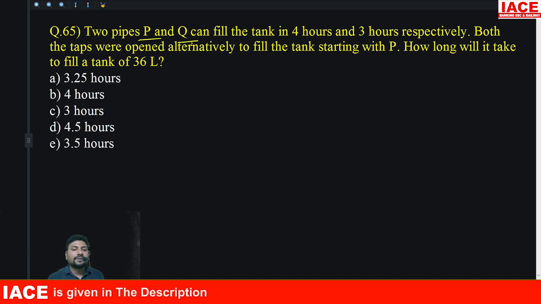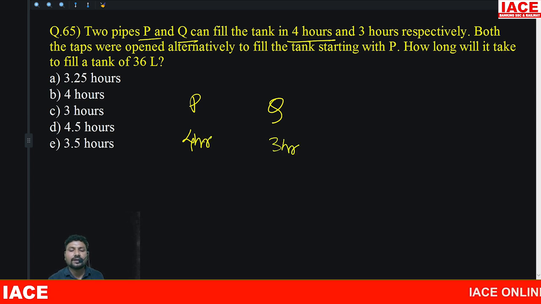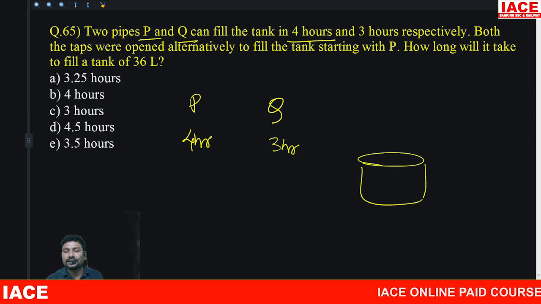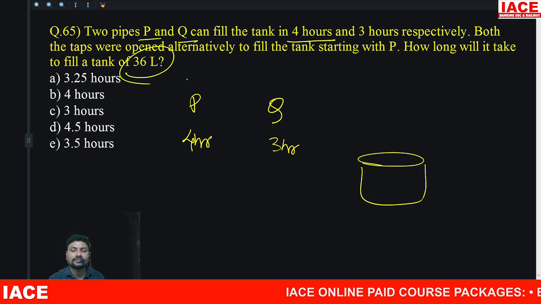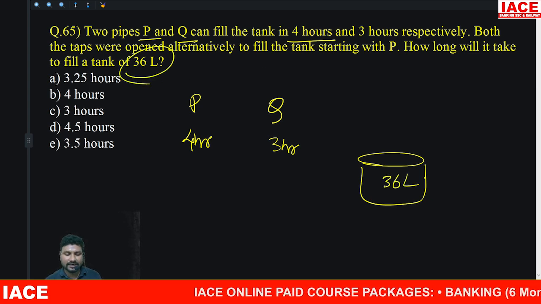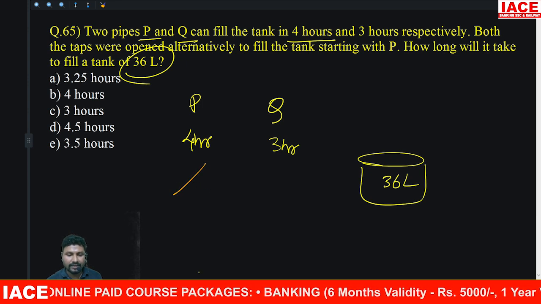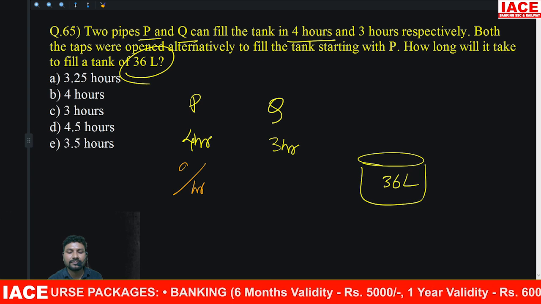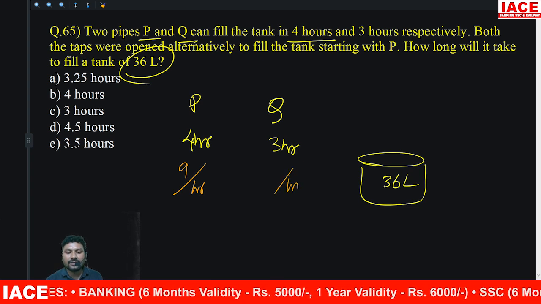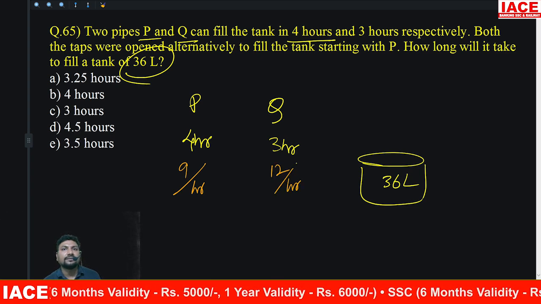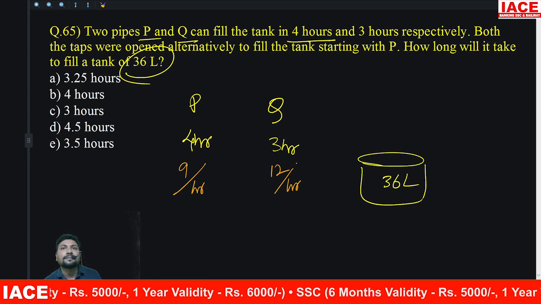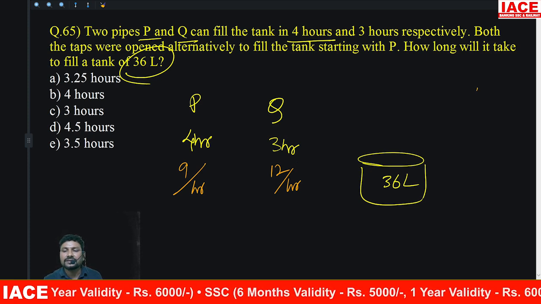2 pipes P and Q. It is completed in 4 hours and it is completed in 3 hours. Tank capacity is how many liters mentioned? 36 liters, and write the efficiency. What is the efficiency per hour? Per hour, how many liters will be filled? 9. And per hour, how many liters will be filled? 12. Okay. Which pipe is filling first? P pipe. First 1 hour, P pipe.